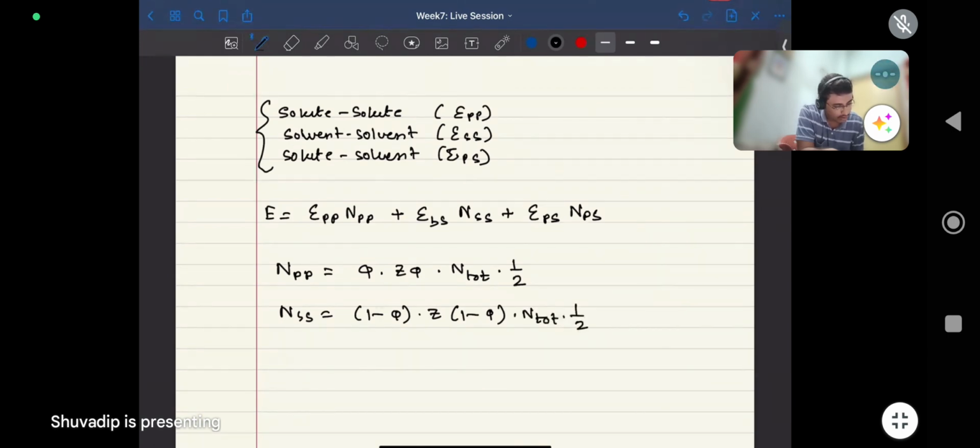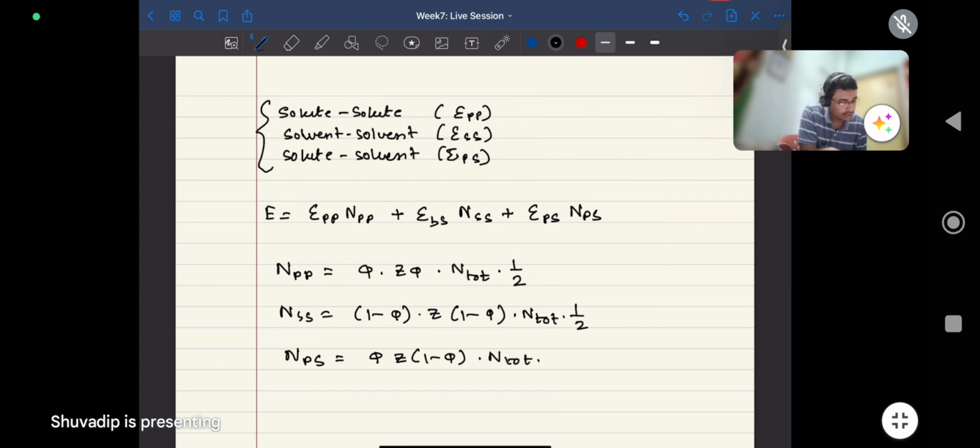But when NP is considered, there is no double counting, because we are counting either protein, either P or S. So we'll count from the P side how many PS pairs there are, or we will count from the S side how many PS pairs there are. So there is no double counting. Phi z into 1 minus phi into n total.